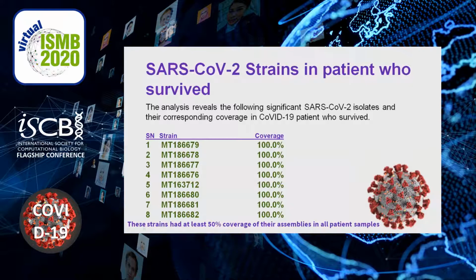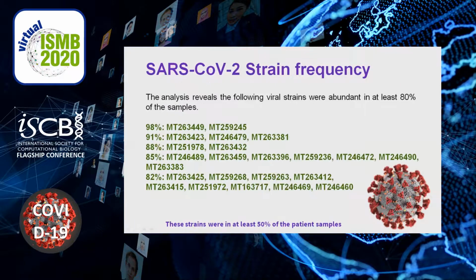SARS-CoV-2 strains in patients who survived. So the analysis reveals the following significant SARS-CoV-2 isolates and their corresponding coverage in a COVID-19 patient that survived. So we have 8 specific strains, and these strains had at least 50% coverage of the assemblies in all of the patient samples analyzed in this study.